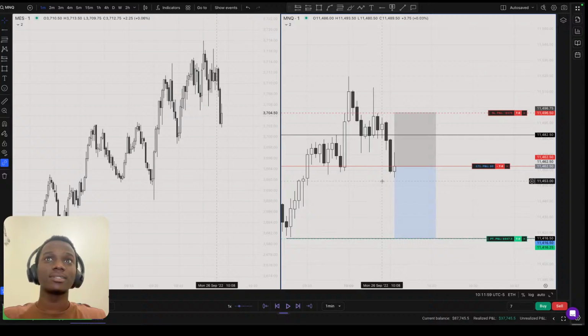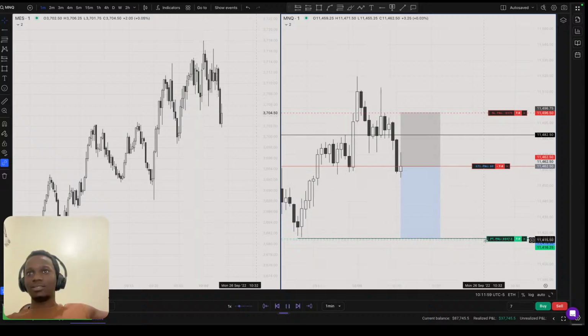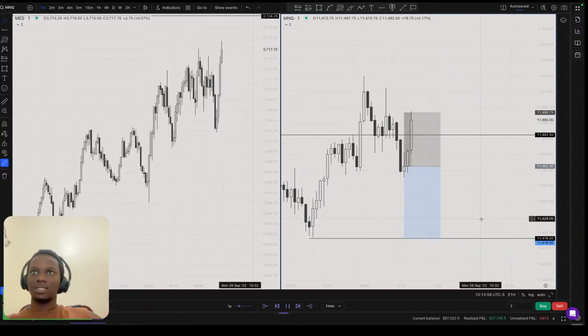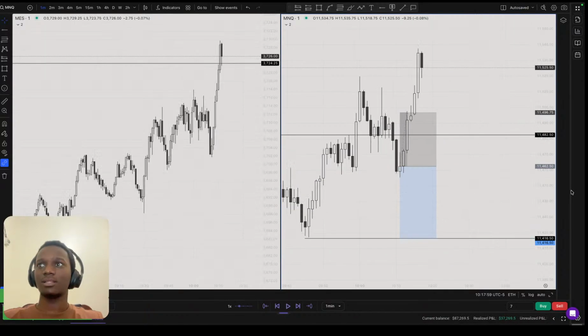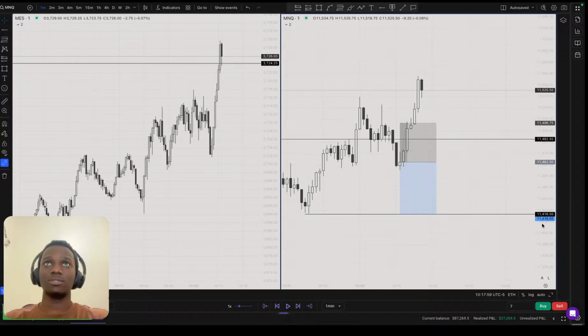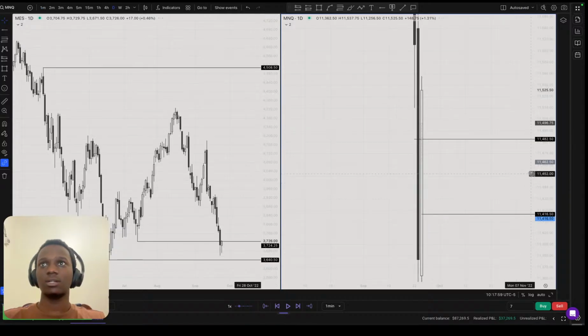So all the best. Let's see if it hits this low here. Get stopped out right away. So that was the last trade of this session. Let's see how the day ends up going.